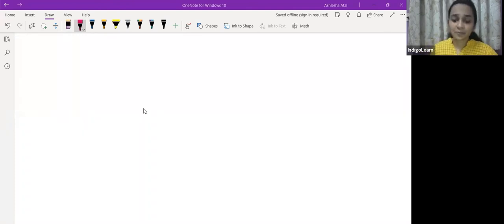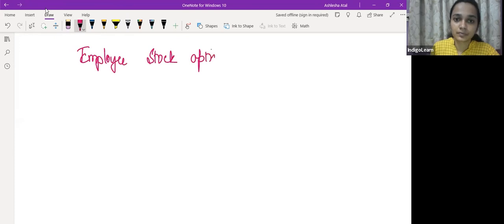The other way was issue of shares to employees. So when we talk of issue of shares to employees, we talk of employee stock option plans. Now ESOPs क्यों दिए जाते हैं, or what is the reason behind a company issuing an employee stock option plan or giving employees an option to purchase its shares?